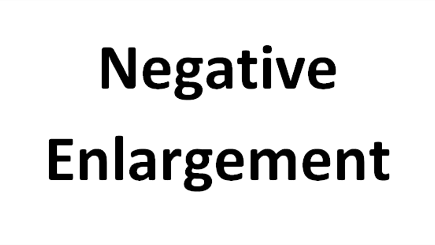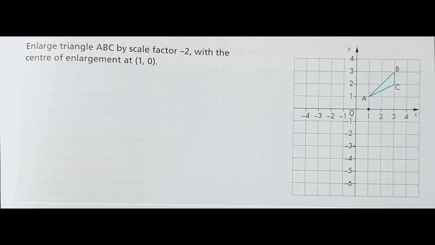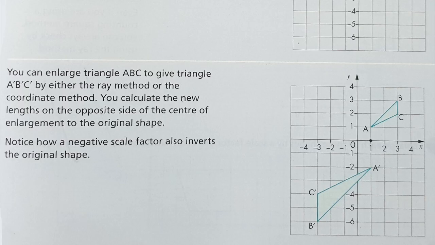In enlargement, we have negative enlargement as well. A negative enlargement produces an image on the opposite side of the center of enlargement to the original shape. Enlarge the triangle ABC by scale factor -2 with the center of enlargement 1, 0. We calculate the new lengths on the opposite side of the center of enlargement to the original shape.